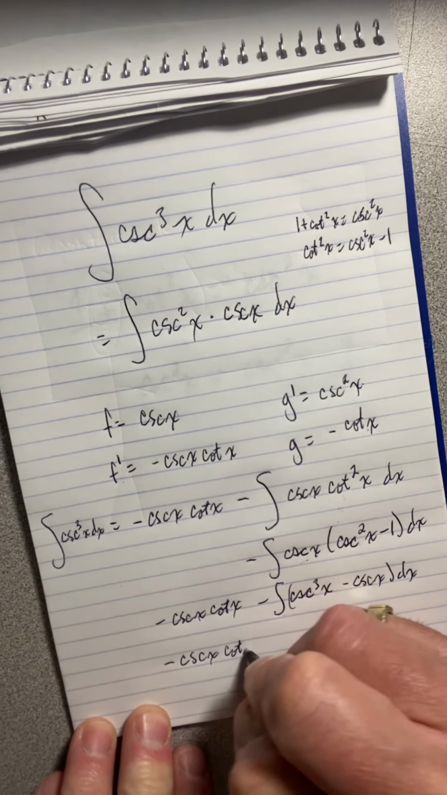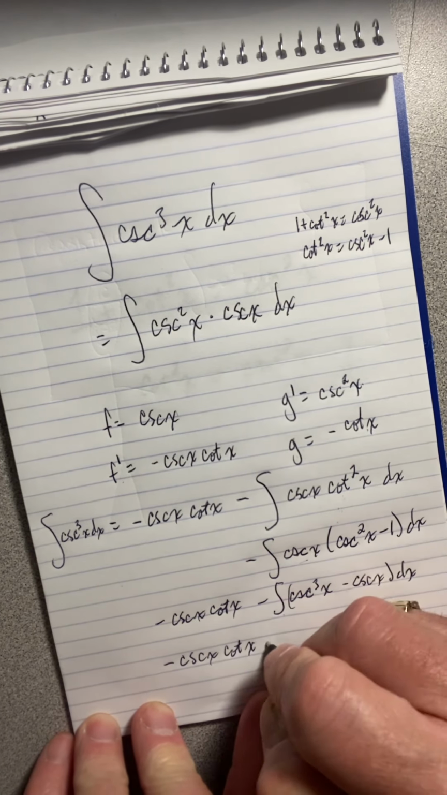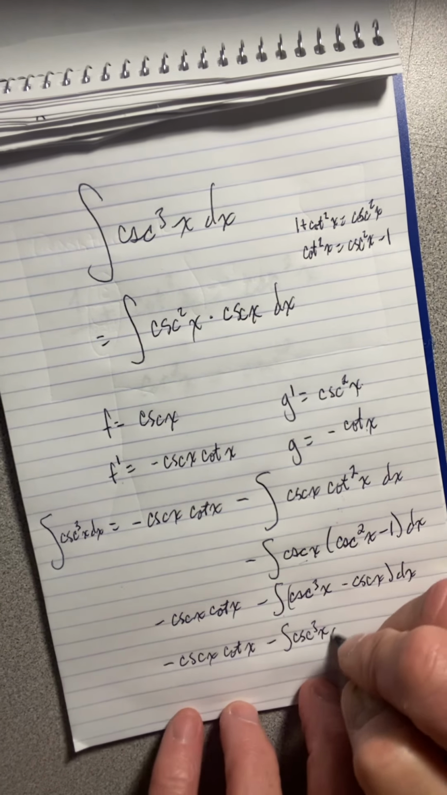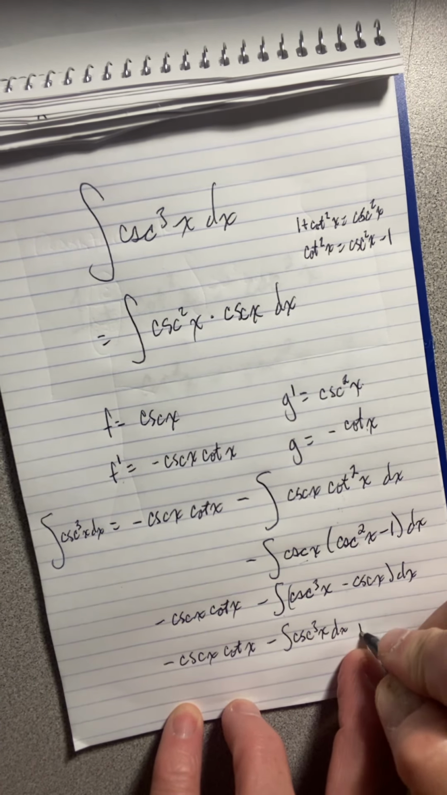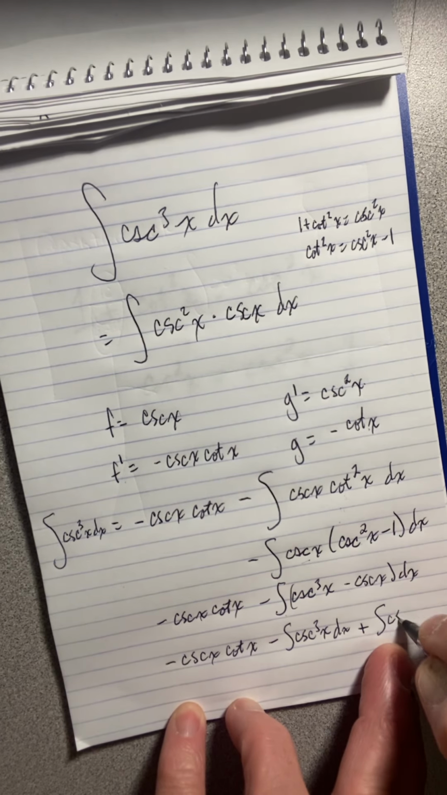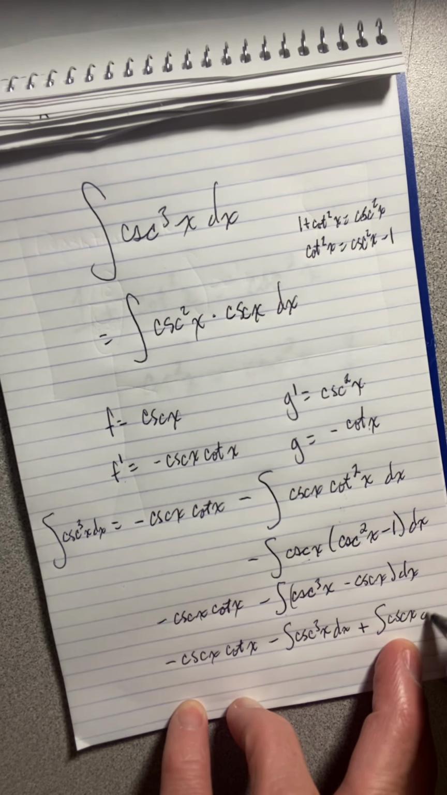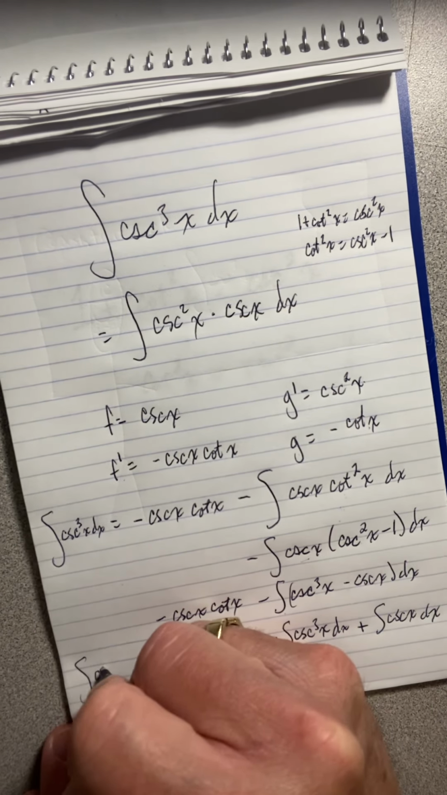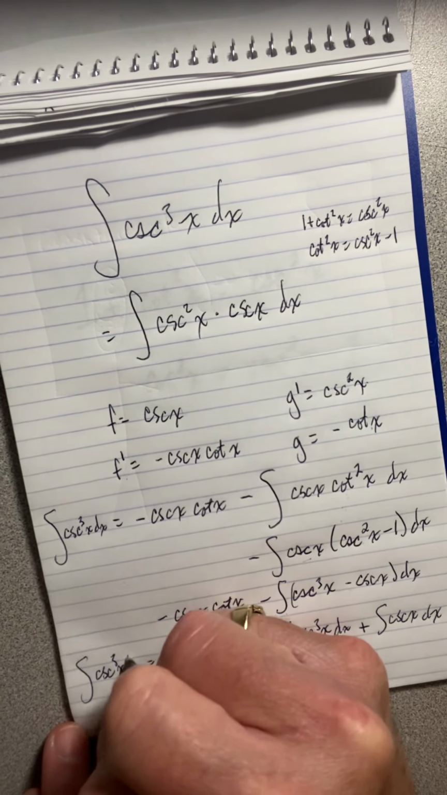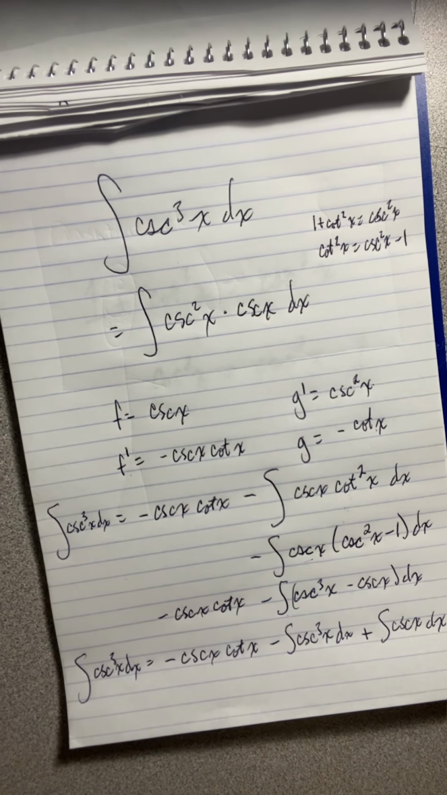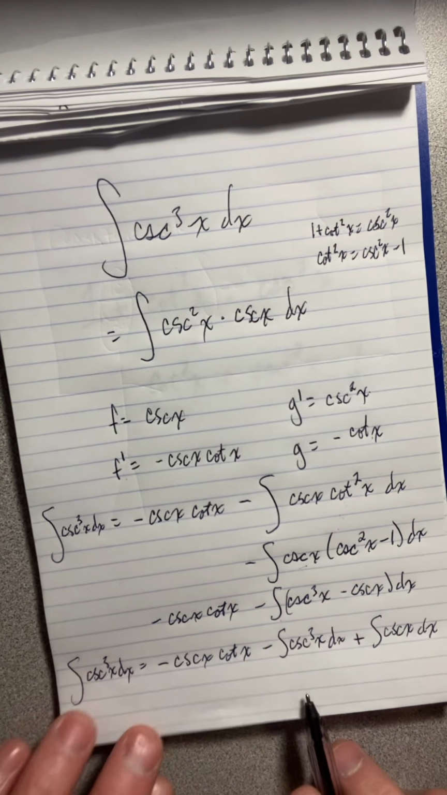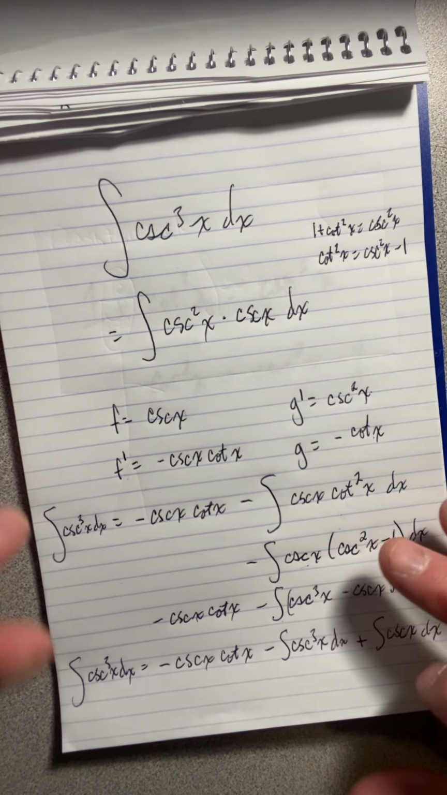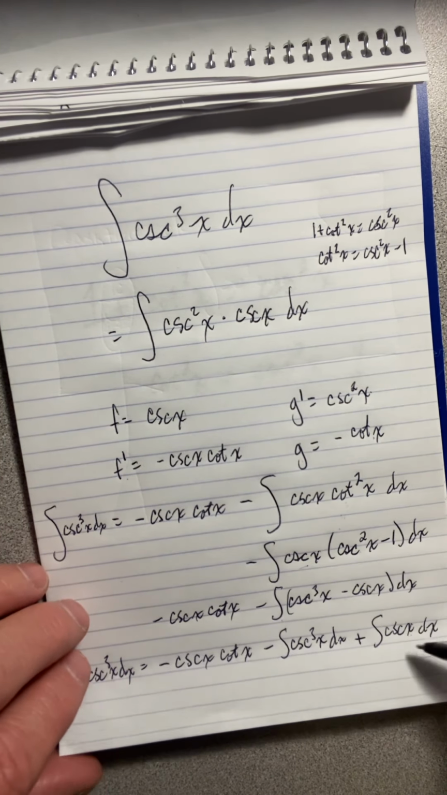So that means I can say this is minus the integration of cosecant cubed x with respect to x, but it's plus the integration of cosecant x with respect to x. And over here I have cosecant cubed x dx. So what I'm going to do on my next page is add this to this so I have two of them, okay? And I'll still have this tricky integration to do.